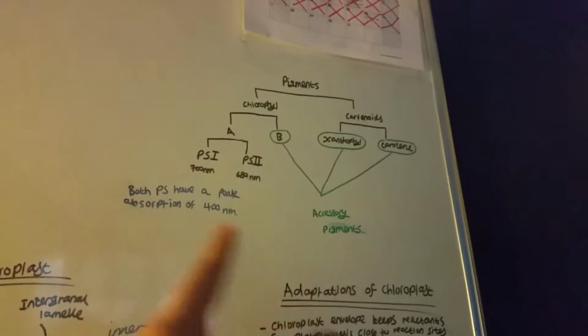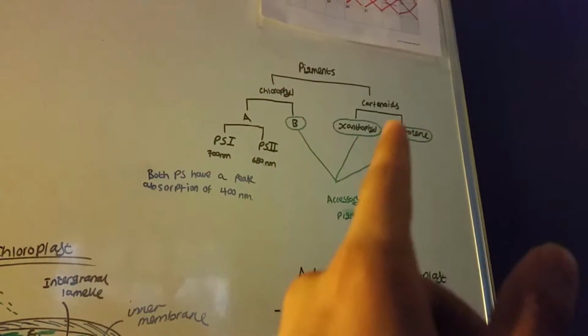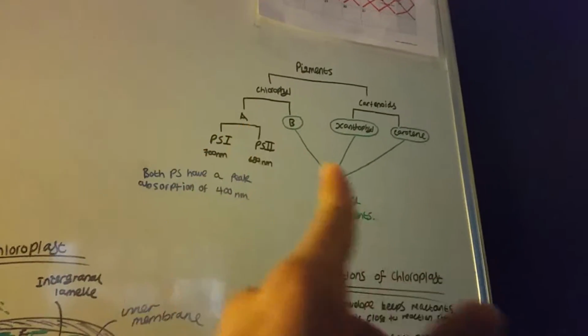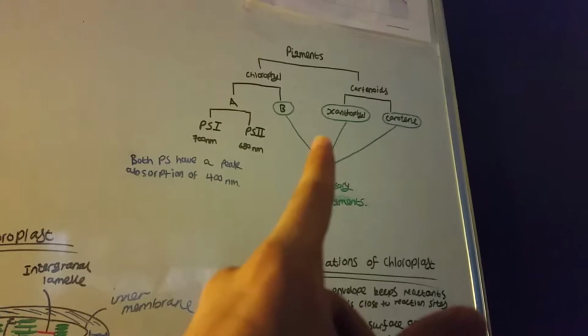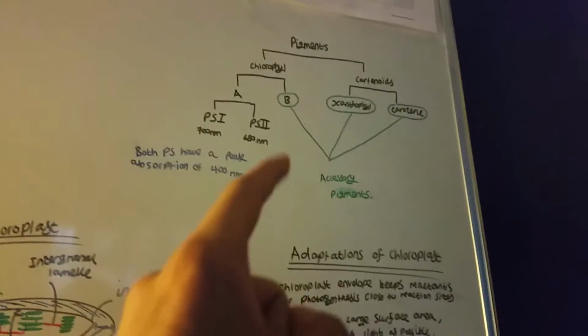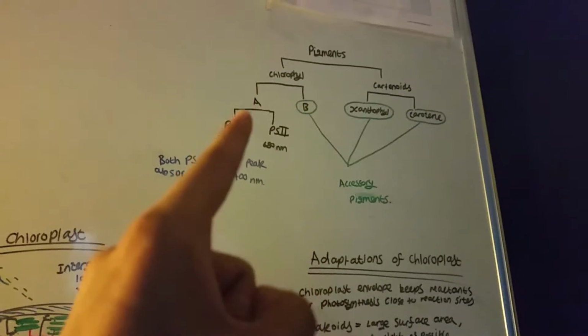This is just a summary of the photosynthetic pigments. So you can either have carotenoids or chlorophyll. In the carotenoids, you can have xanthophyll, carotene. In the chlorophyll, you can either have chlorophyll A or chlorophyll B.